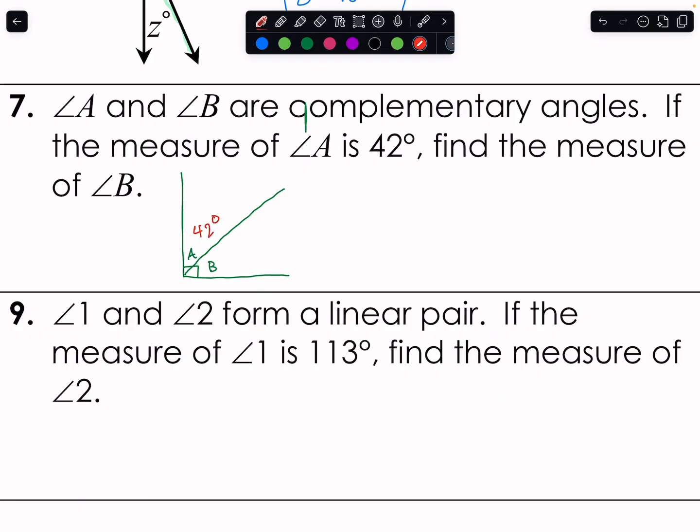So what we have to do is we have to say B is going to be equal to 90 degrees minus 42. And you get that your B is equal to 48.